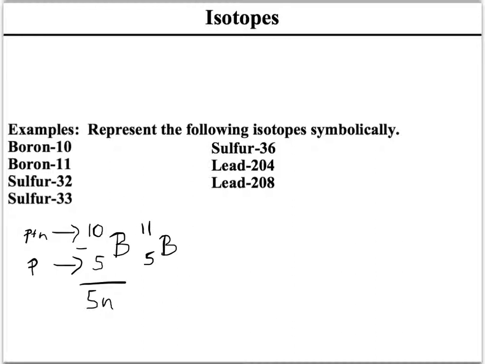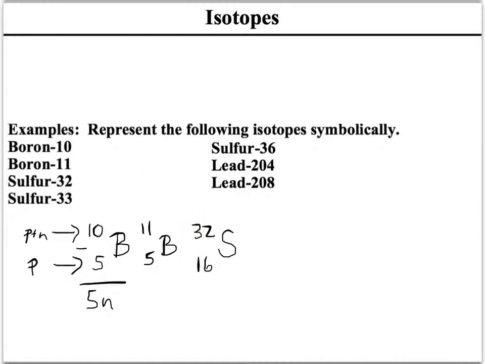Let's try the next one, sulfur-32. The symbol for sulfur is S. Look on the periodic table. We see it's the 16th element, so that means it has 16 protons, so its atomic number is 16. And then the mass number goes on top, 32. Now, if we were to change it to sulfur-33, the only thing we'd have to do is change this 32 to a 33. If we were going to do sulfur-36, the only thing we'd have to do is change that 32 to a 36.